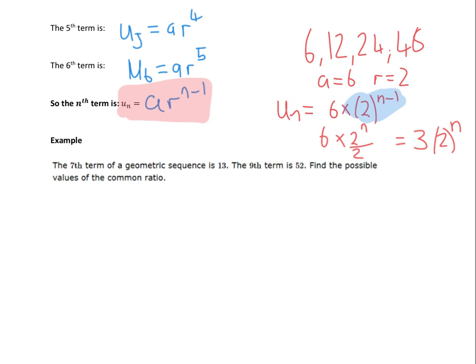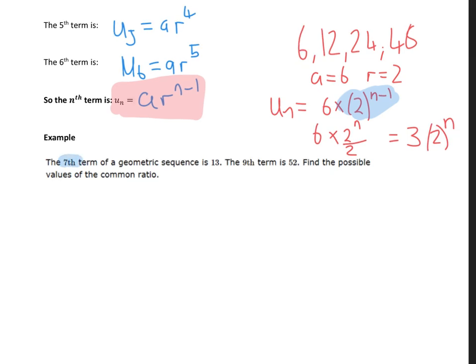Let's look at an example. So the 7th term of a geometric sequence is 13. The 9th term is 52. Find the possible values, so there's more than one, of the common ratio. So that's asking me to find r.